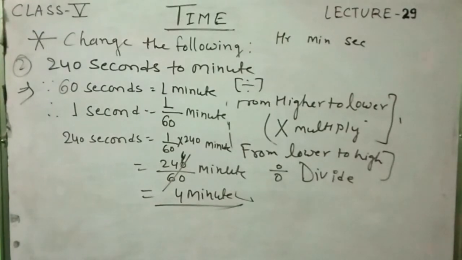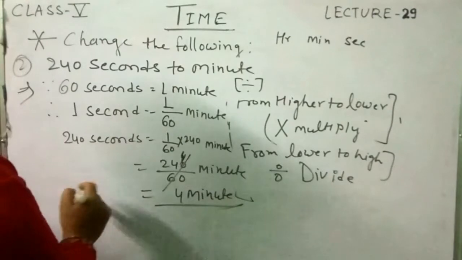So students, now one more question I am taking from your book: how many months will there be in 90 days? You know, 1 month is 30 days, I told you.